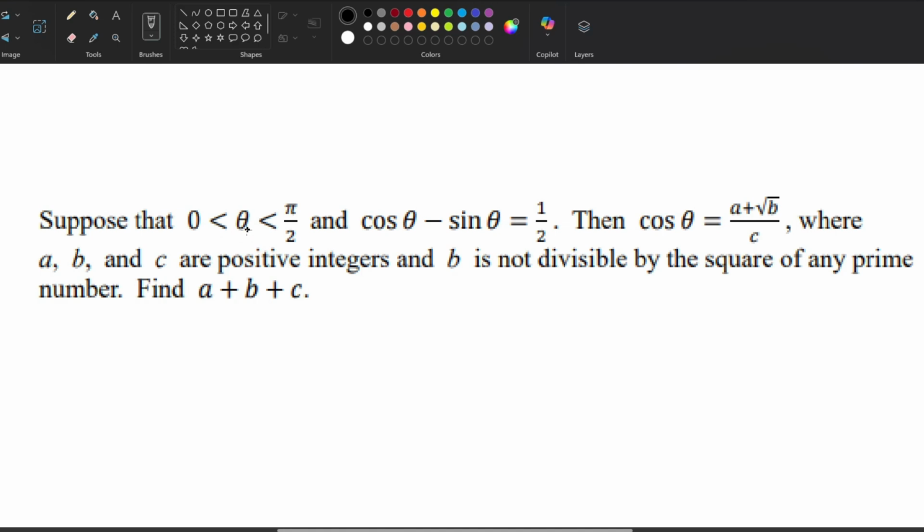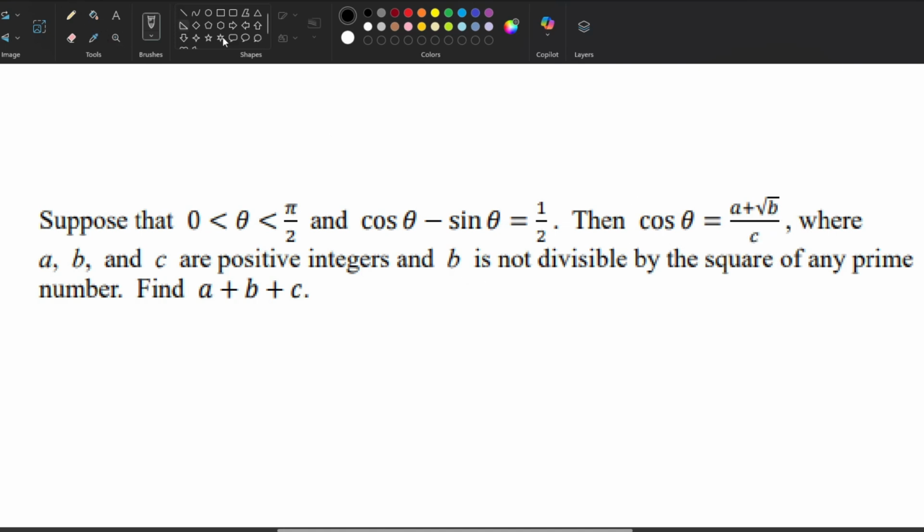Suppose that 0 is less than theta is less than pi over 2, and cosine of theta minus sine of theta equals 1/2. Then cosine of theta equals a plus square root b over c, where a, b, and c are positive integers, and b is not divisible by the square of any prime number. So that just means b is not divisible by the square of any prime number.